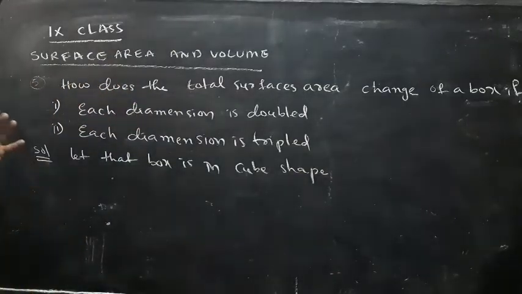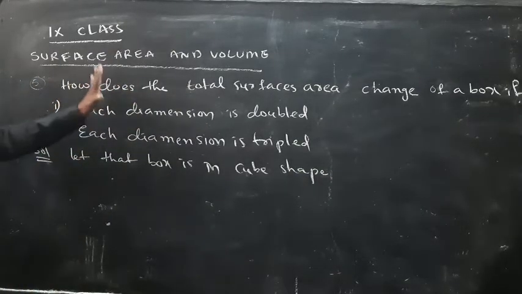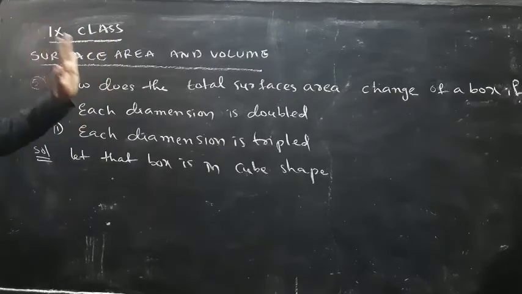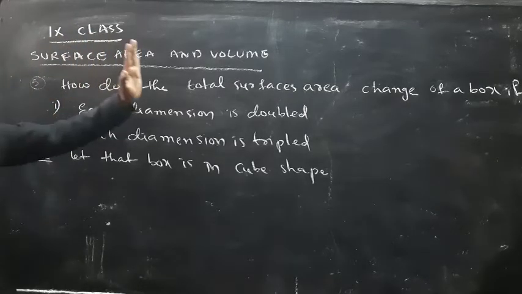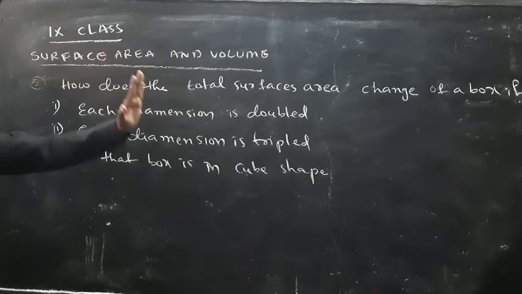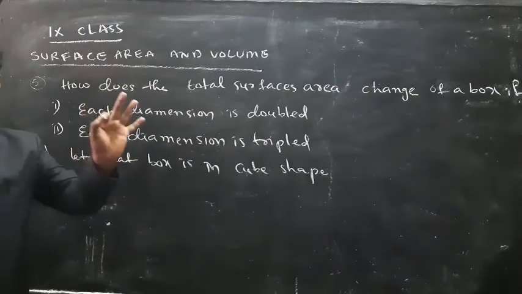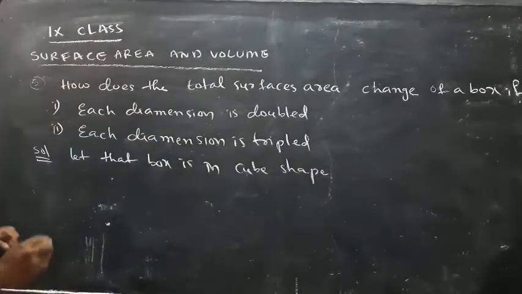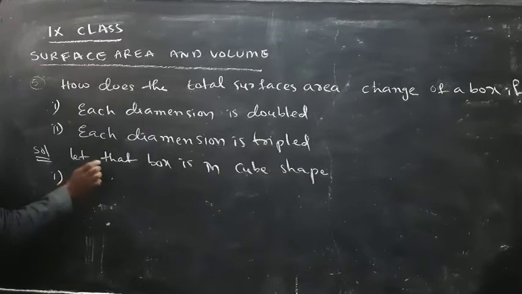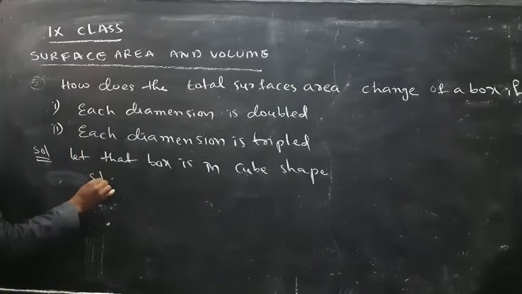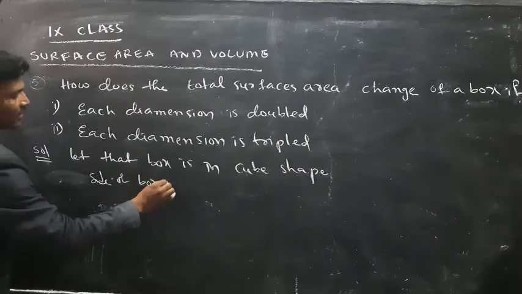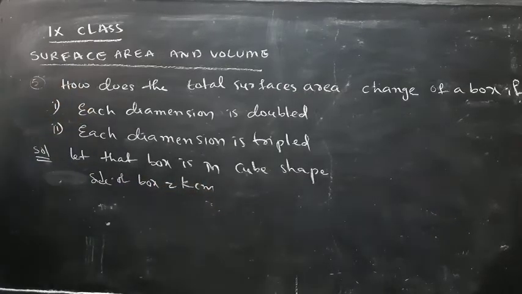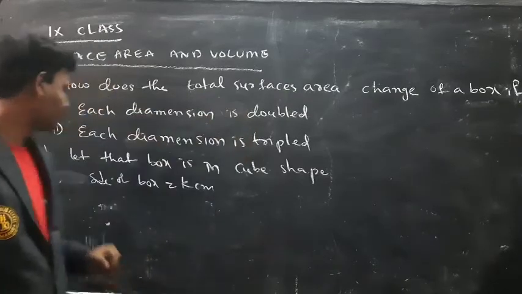So I don't know what is the shape of that box. How does the total surface area change of a box if each dimension is double, each dimension is triple? Let that box is in cube shape. What is the first concept? Each side of box I am taking as k centimeters. Why? Because length and breadth and height all are equal in cube.